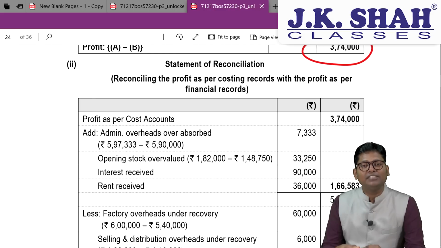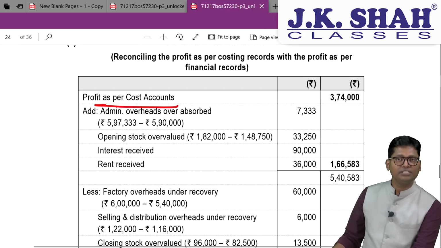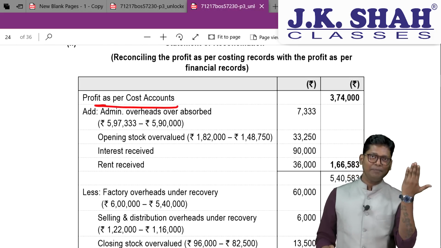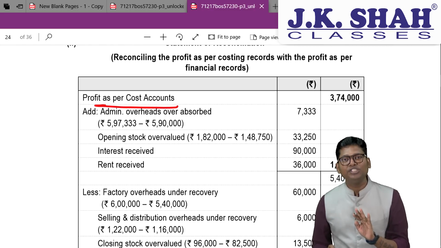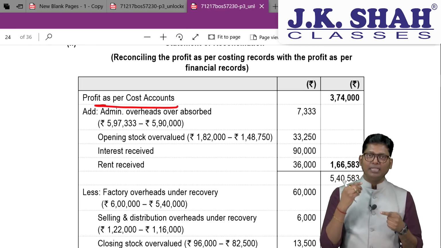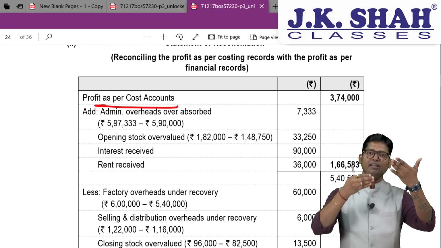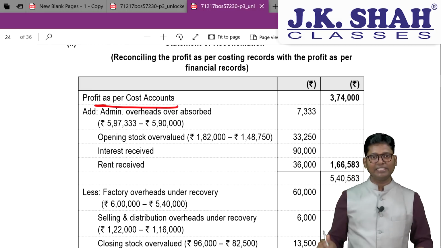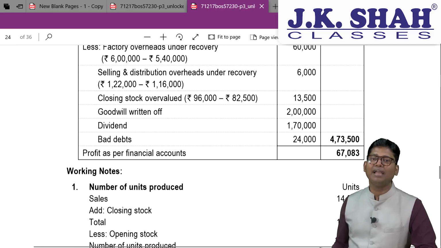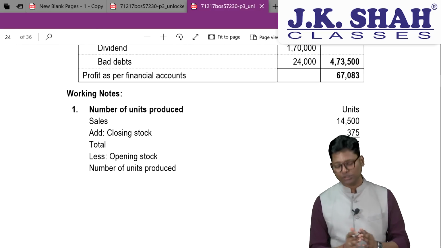Now, in the suggested solution, they have started their computation with profit as per cost records. If you are starting with cost record, then your costing P&L will carry plus and minus sign, and financial P&L will carry minus and plus sign. You need to compare each and every item. If the financial item is lesser than costing, then you should add that in the reconciliation statement, and vice versa. Same thing is used, and they have prepared the entire reconciliation statement. Kindly practice this sum before examination. So this is something related to the reconciliation statement.